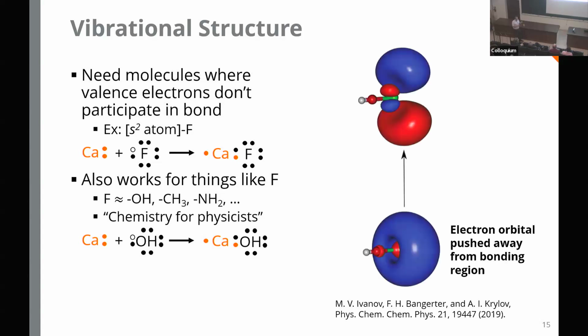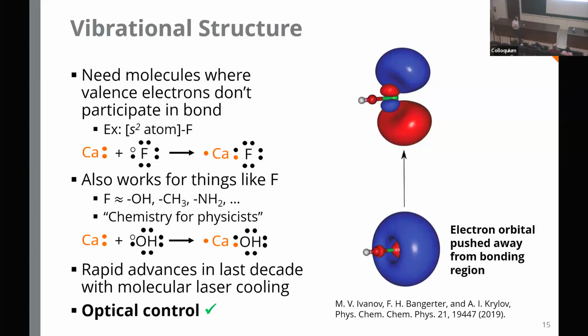And if you do proper quantum chemical treatment of this, you find that indeed the electron wave function is really pushed away from the bonding region. So you get a good decoupling of the electronic and non-electronic vibrational degrees of freedom. And this idea of using molecules with this type of structure has been behind the very rapid advances in the last decade or so in molecular laser cooling, where the molecules that have been laser cooled and trapped have this type of structure. And so we're going to use this structure to realize optical control in our molecules.